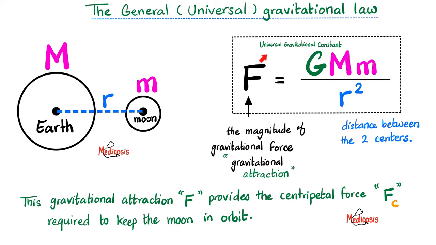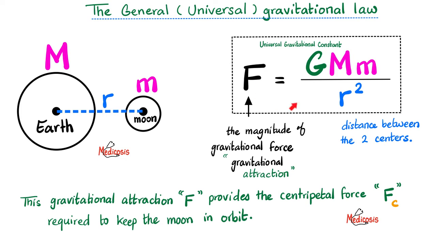Please remember that this gravitational attraction between the two provides the centripetal force, F sub c, required to keep the Moon in orbit around the Earth. What is the centripetal force? Please refer to the previous video titled Circular Motion, where we discussed Fc in detail.